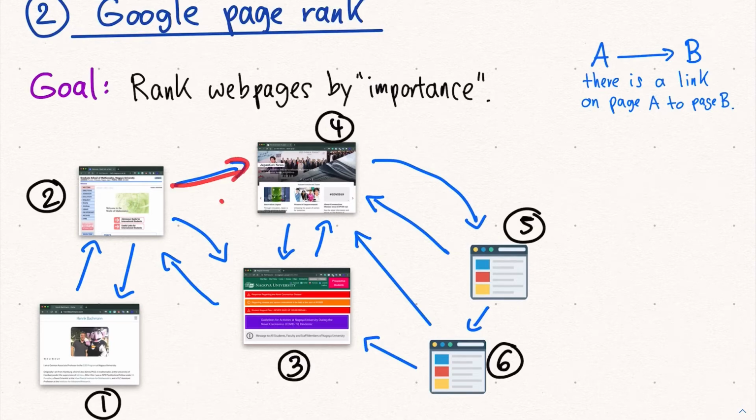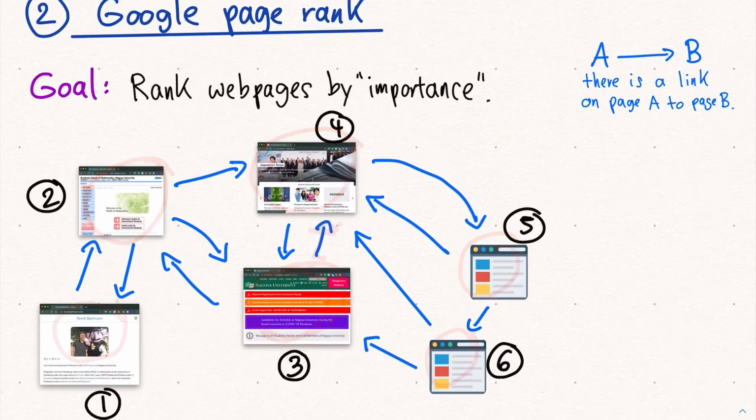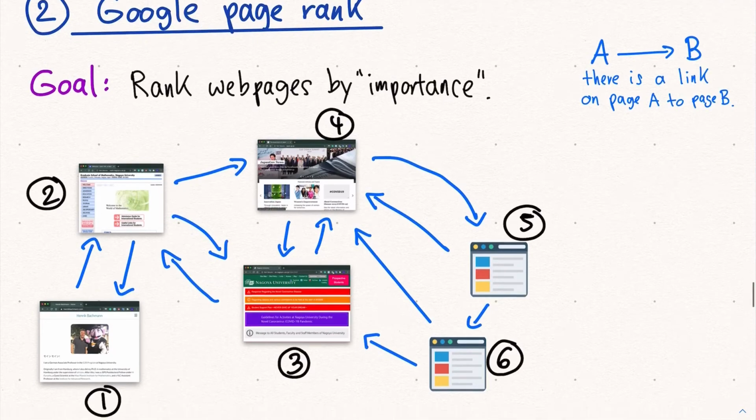So we shouldn't just count the number of links, but we should also consider where these links are coming from. If this page gets a link from Nagoya University, then this should count more than a link from the math department or from my homepage. Therefore, the importance we want to assign will depend on the number of links, but the links will also be weighted by the importance itself. And we will see that this then leads to an eigenvalue problem.